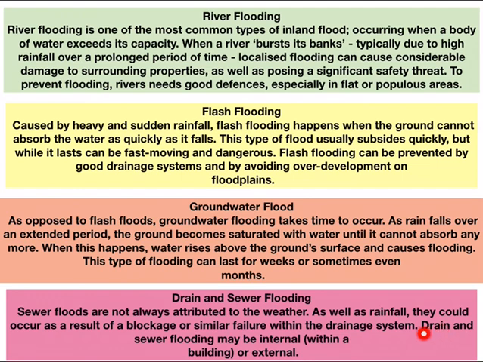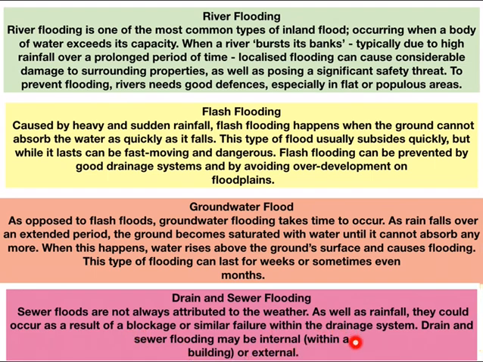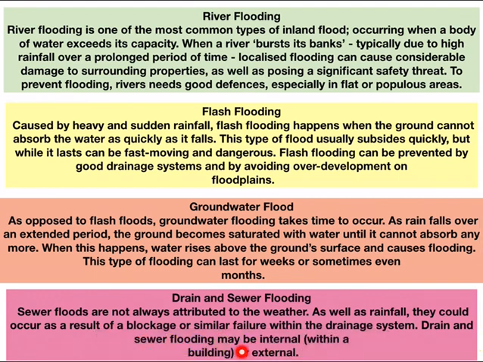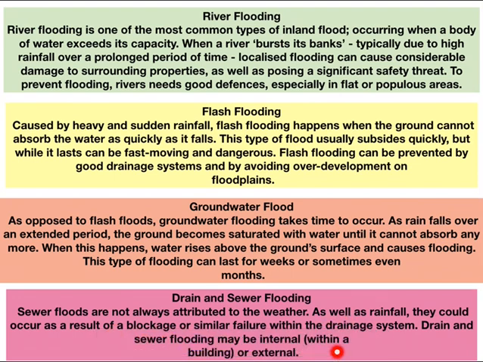Also, drain and sewer flooding may be internal, within a building, or external. So it can be within a particular building, within a particular locality, or even if there is a drain flowing throughout a city, and if the drain is blocked and there is heavy rainfall, that can also lead to flooding. That will be an external sewer and drain flooding. So you can again pause the video and go through it if you want.